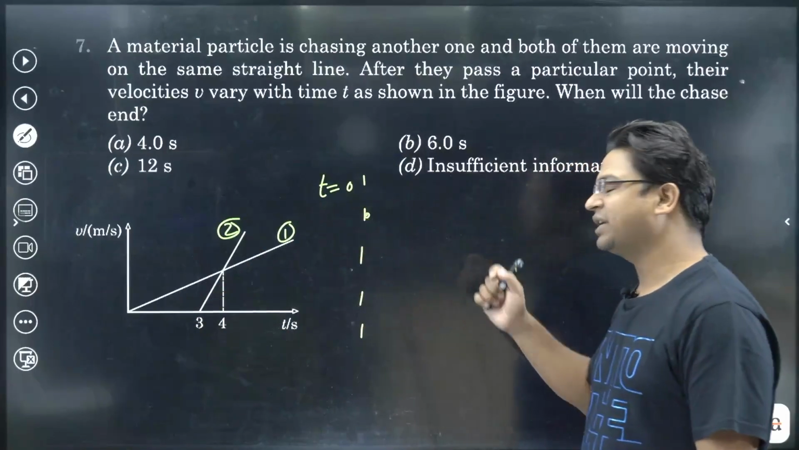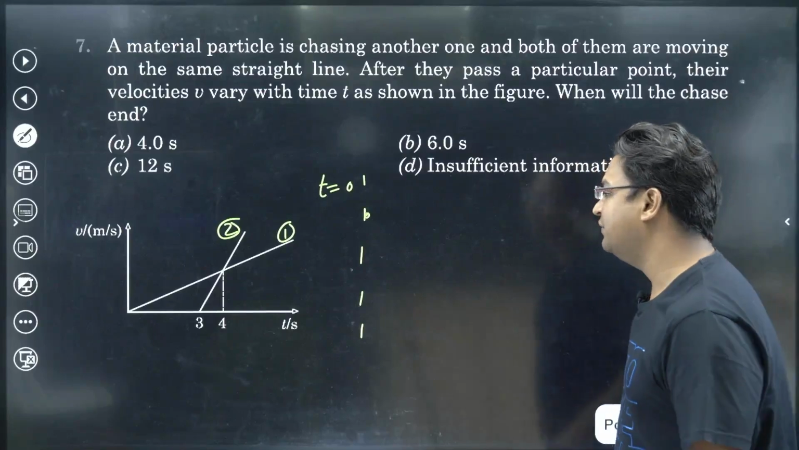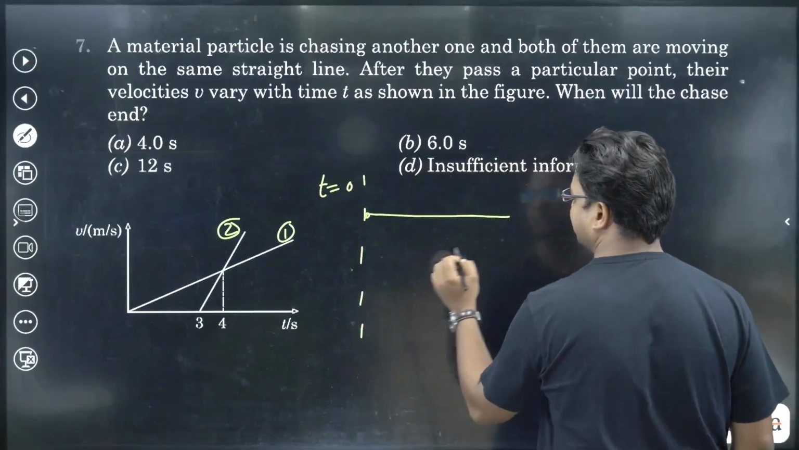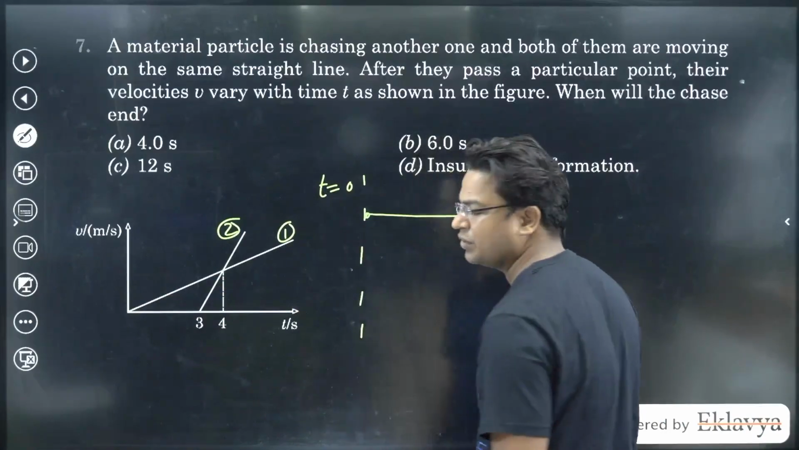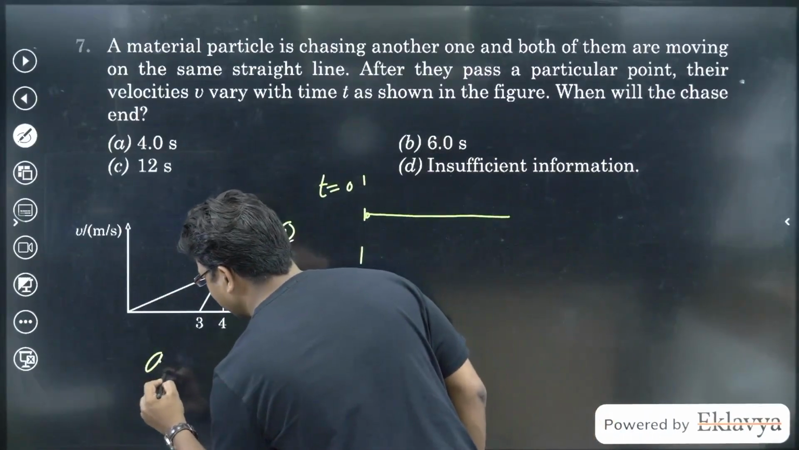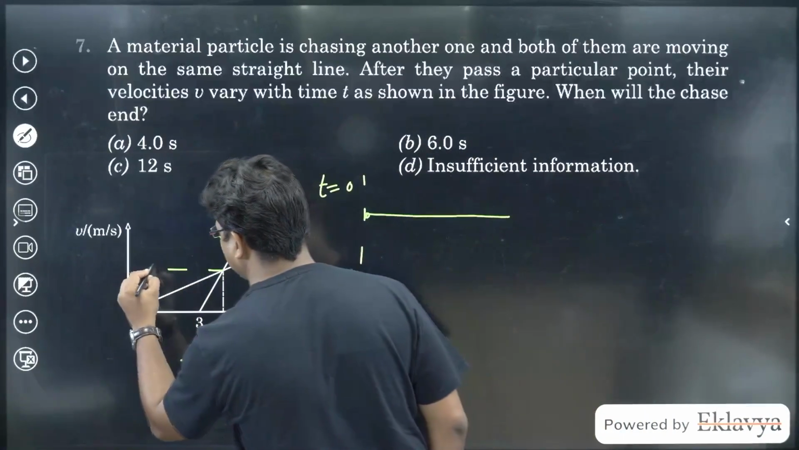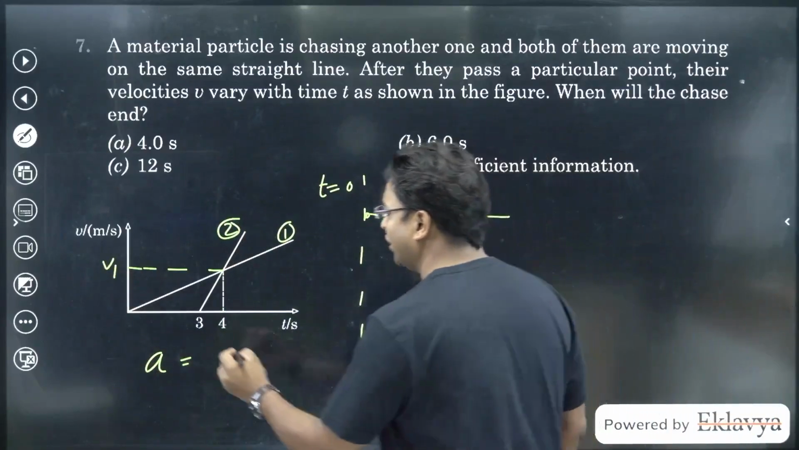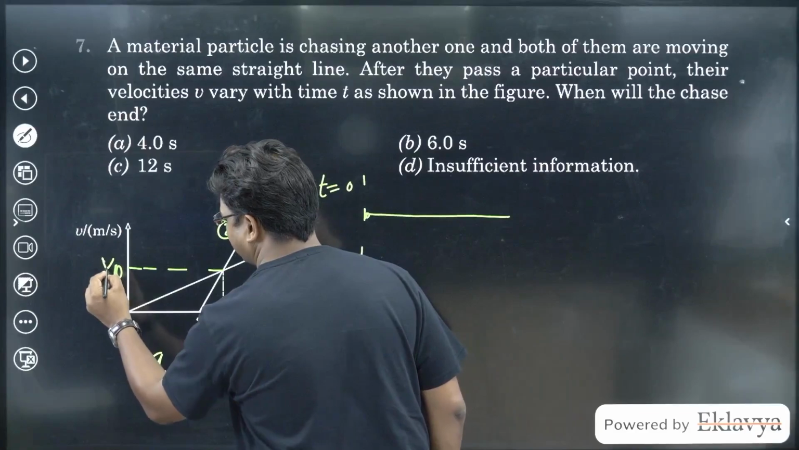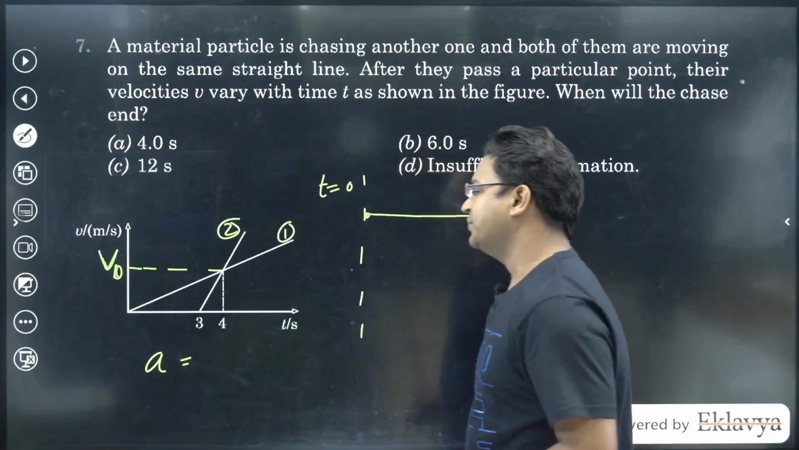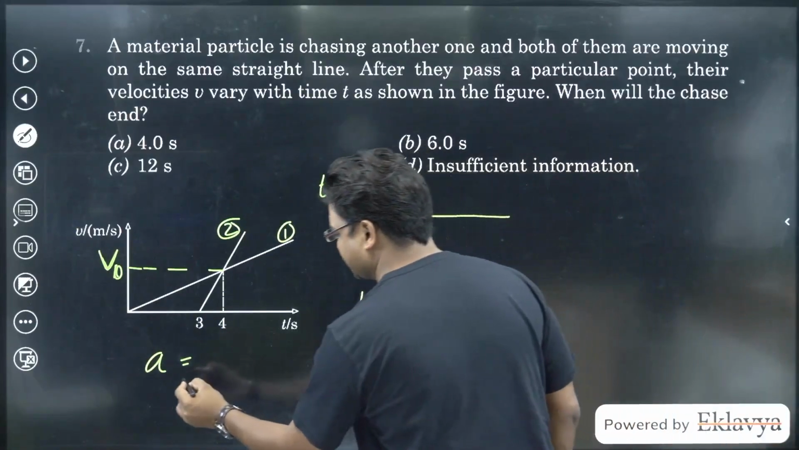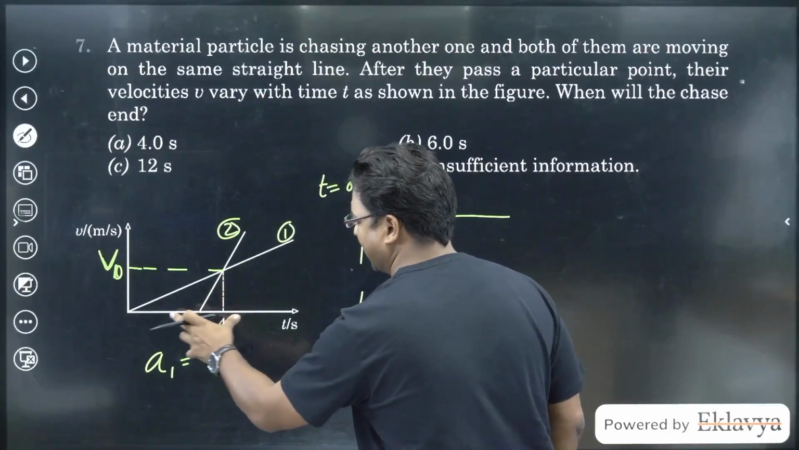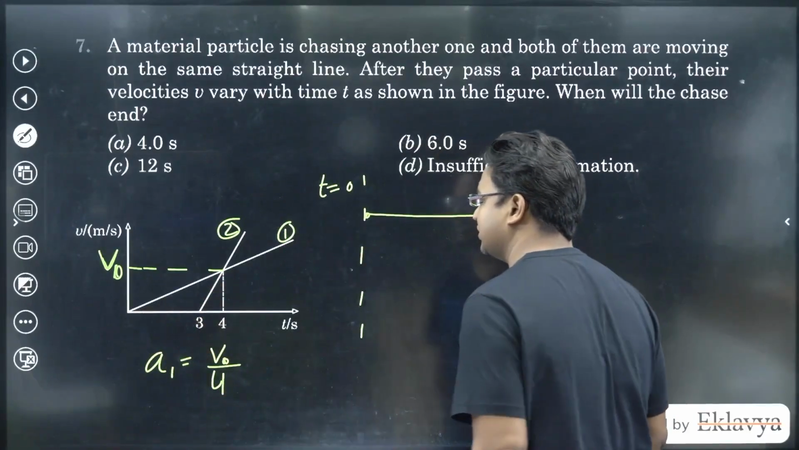As soon as the first particle appears, we start our watch, and we notice that it starts increasing its speed from 0, and this is the graph. So if I have to write the acceleration, let's say this value is some value which we don't know, let's call it v0, because we are using one subscript for one of the particles. So the acceleration of the first particle will be written as v0 divided by the time taken, which is 4. So this is the acceleration of the first particle.